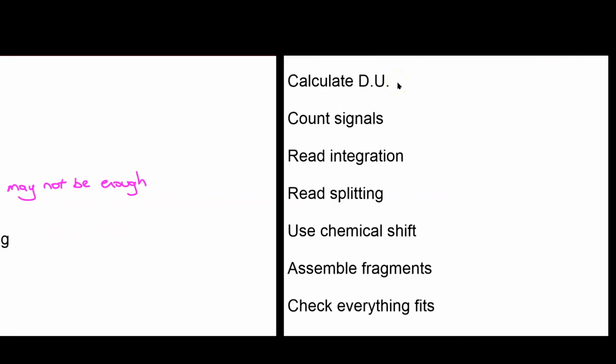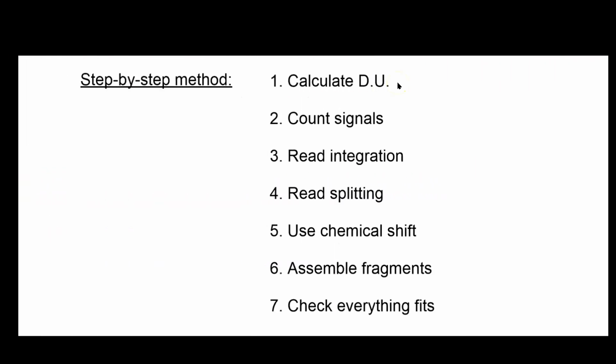A good method is to start with the molecular formula and calculate degree of unsaturation. Then count the signals. Read the integration, interpret the splitting, use the chemical shift, assemble fragments, and check that the final structure fits all the evidence. So, do not use one clue alone.